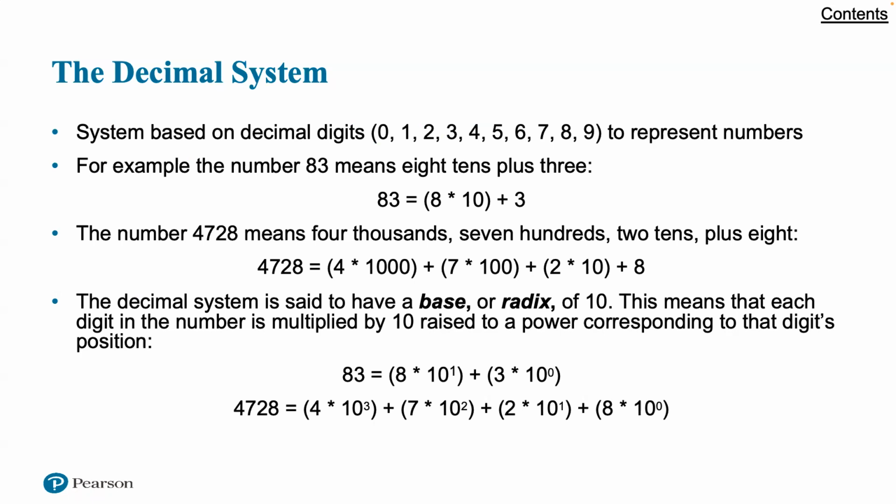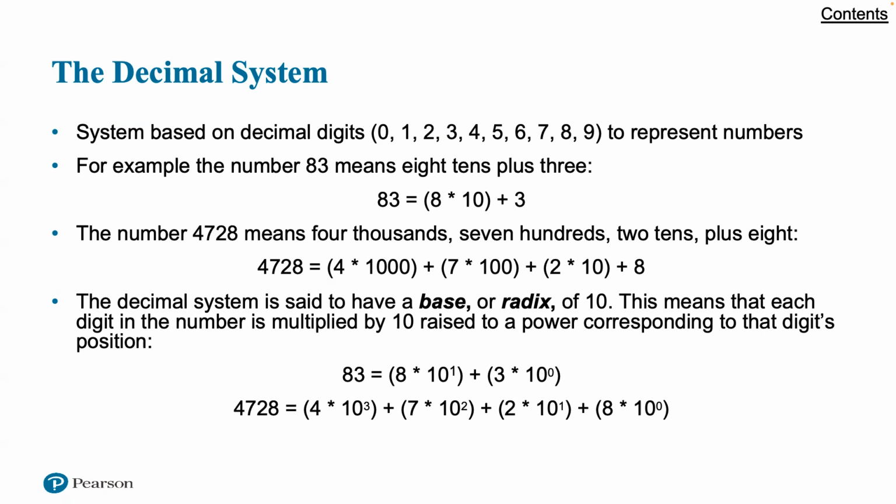Consider what the number 83 means. It means 8 tens plus 3. So it's 8 times 10 plus 3. The number 4728 means 4 thousands, 7 hundreds, 2 tens plus 8. And so now if we wanted to lay that out, we can take each one of those at a time.